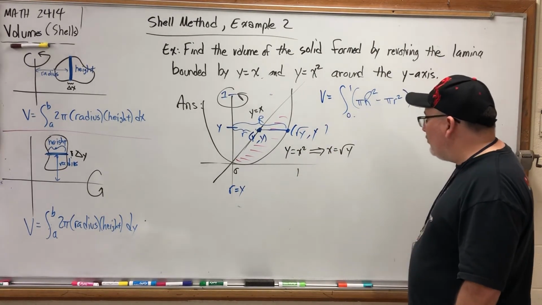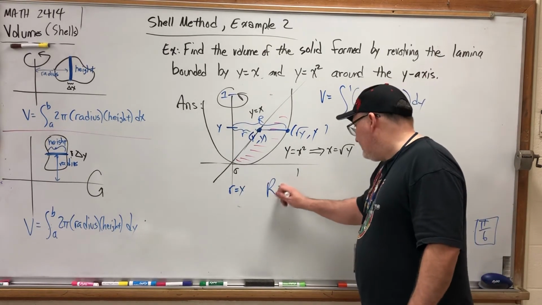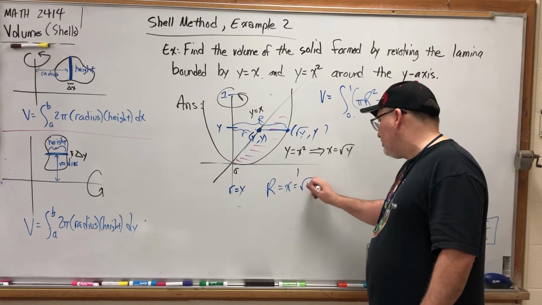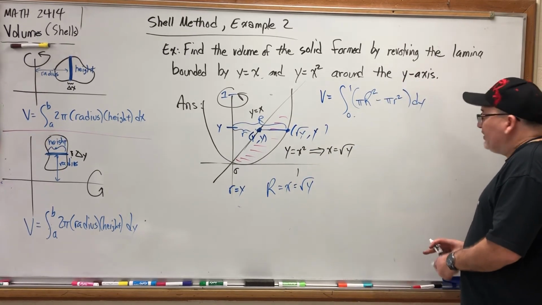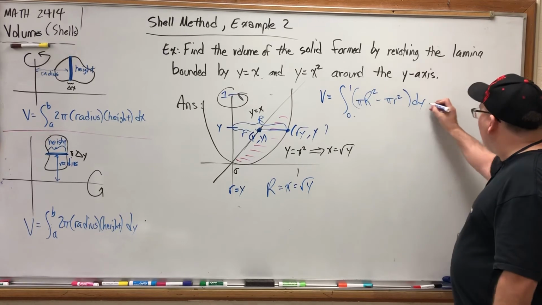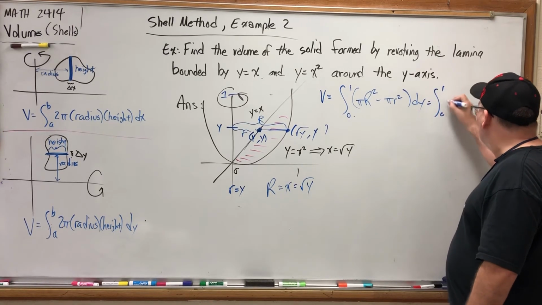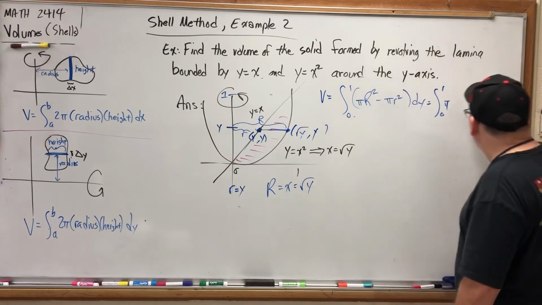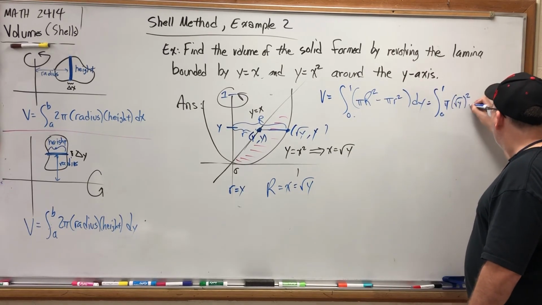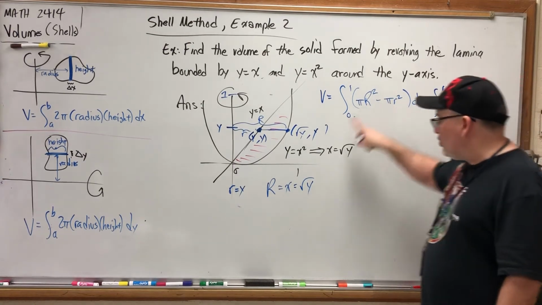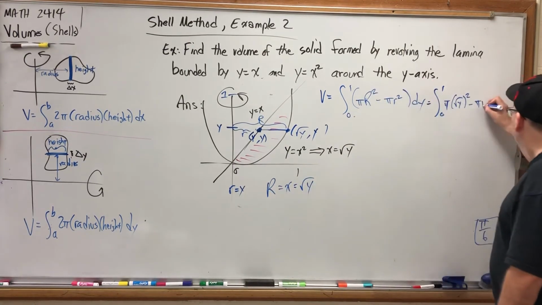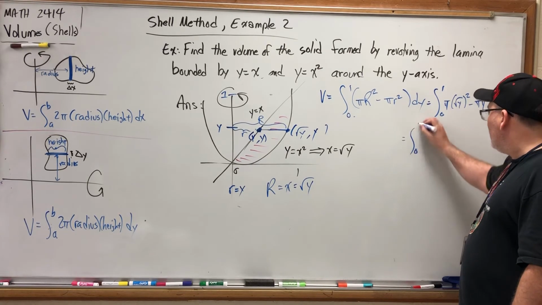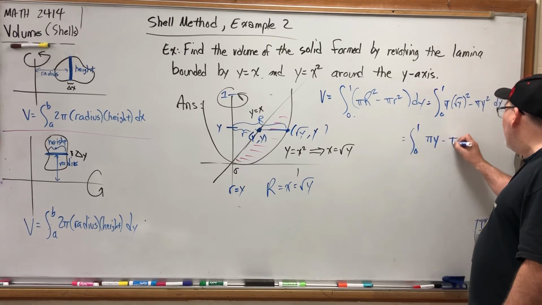Which means the outer radius is the x-coordinate on this parabola, but on this parabola, the x-coordinate is equal to the square root of y. So we've got everything we need. We've got the limits of integration. Pi times the outer radius squared, but the outer radius is the square root of y, minus pi times the inner radius squared, but the inner radius was just y, dy. So this will be the integral from 0 to 1 of pi y minus pi y squared dy.